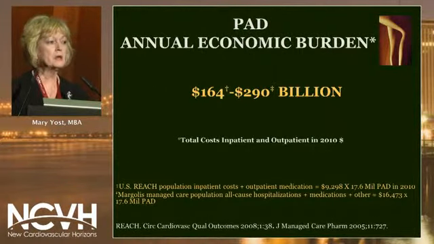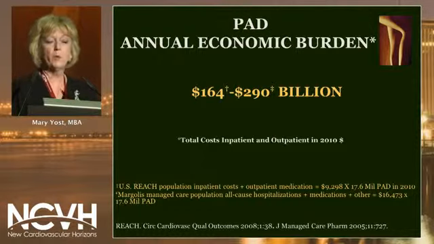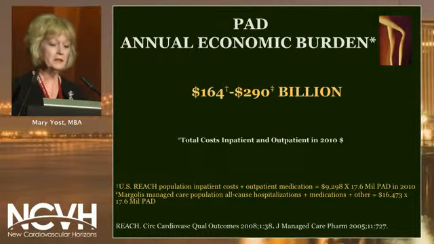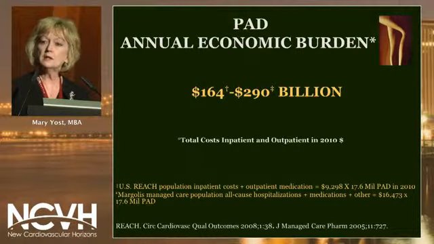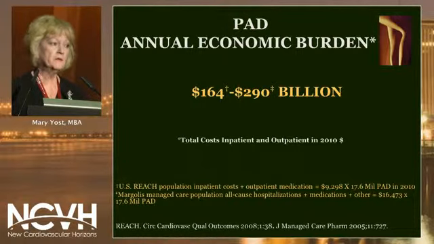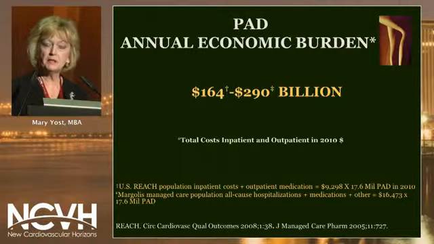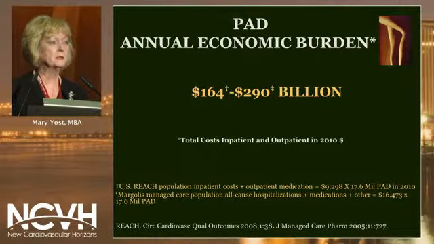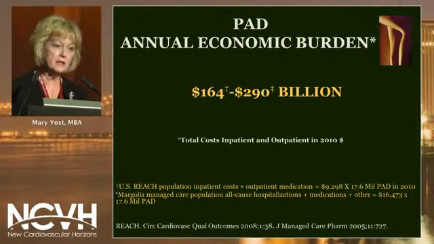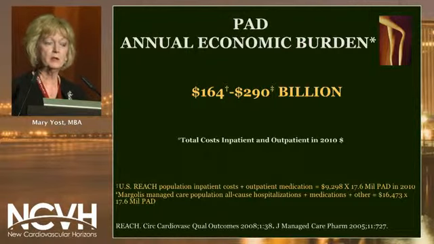The annual economic burden of PAD is between 164 and 290 billion. The lower figure is based on the per-patient costs in the US REACH registry. The higher figure is based on the Margolis Managed Care Study per-patient costs. These are inpatient and outpatient costs. The key difference between these two figures is that the Managed Care Study looked at all-cause hospitalizations, whereas the REACH study looked at cardiovascular and PAD hospitalizations only.